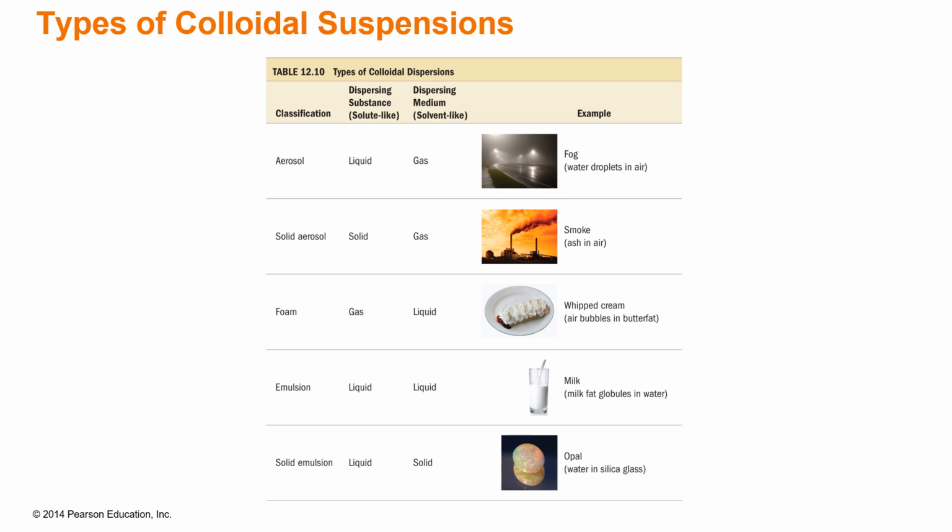So there are several types of colloidal suspensions. There's aerosols. That's when we're mixing liquids with a gas. So that's things like fog, so water droplets that are suspended in the air. We can also have solid aerosols where there's a solid that is mixed into the gas, and that would be like smoke. We have foams, which are like whipping cream where there's gas suspended in a liquid.